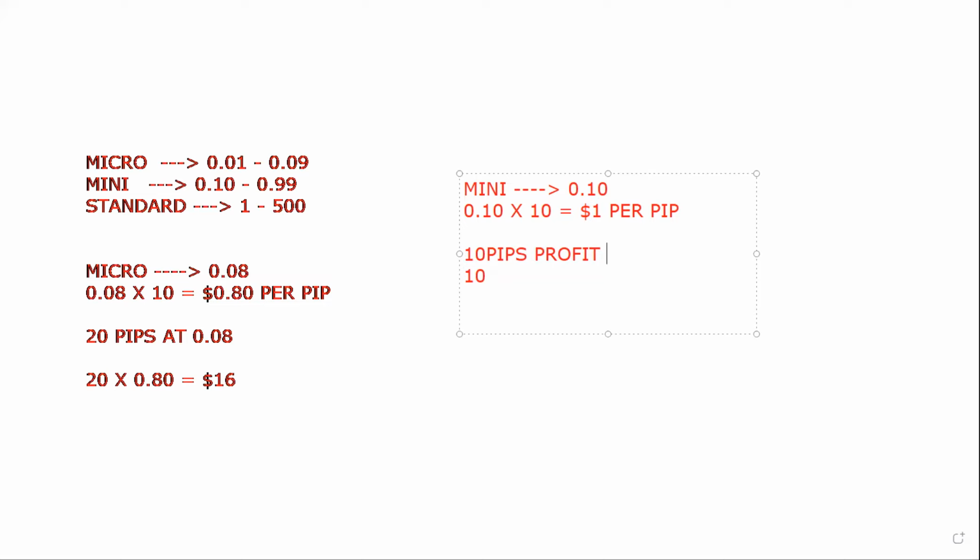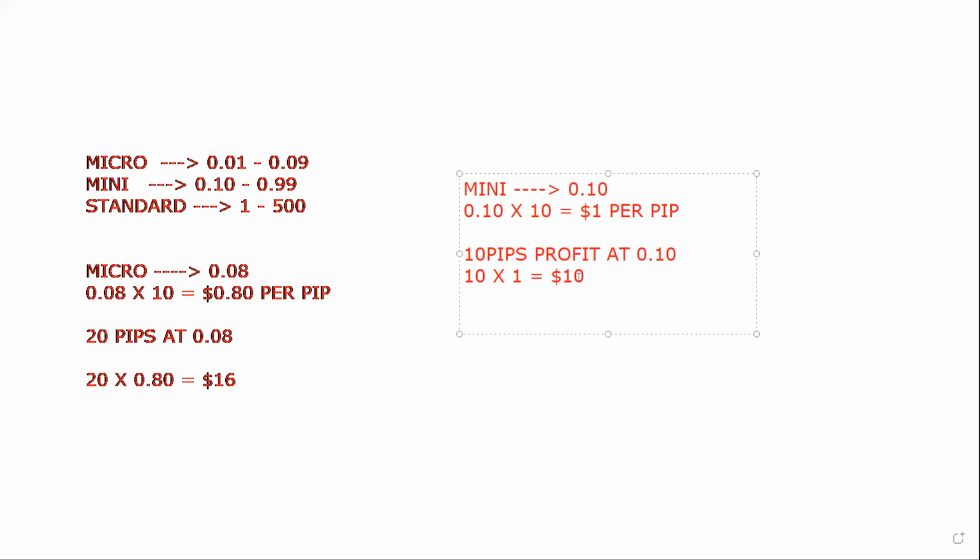So 10 profit at 0.10. Okay, so that is 10 pips. So what's the value of this pip at this lot? That is $1 per pip. So that is 10 times 1, that will give you $10. So for this simple 10 pip move, you've made a profit of $10.